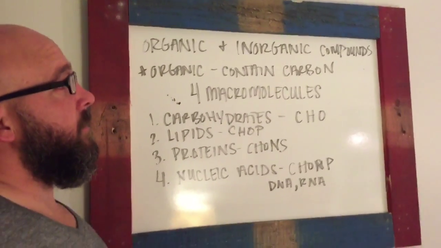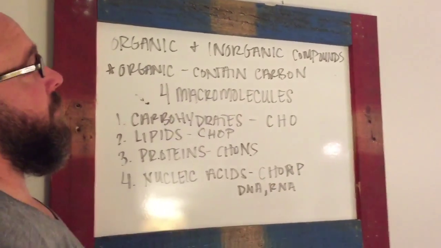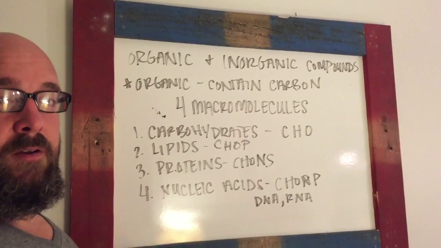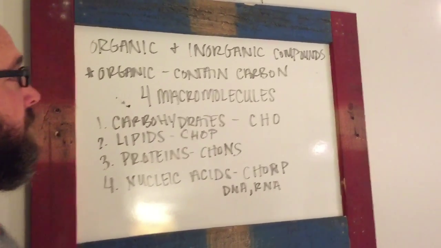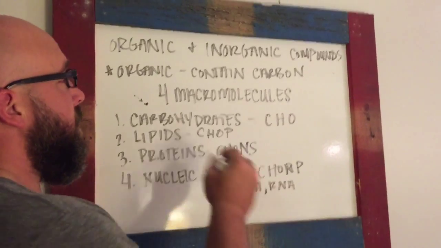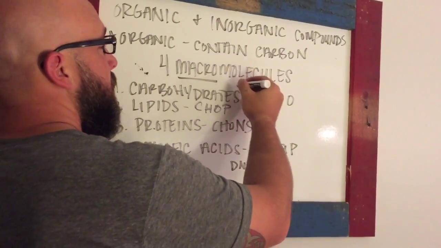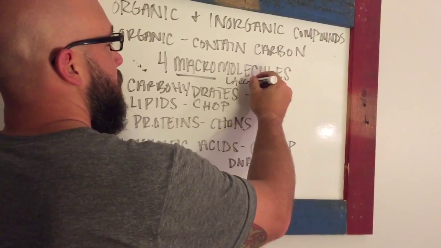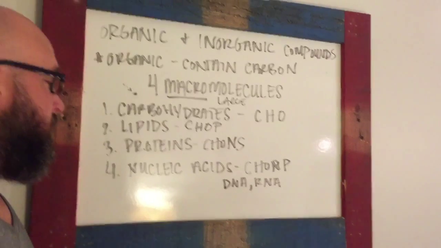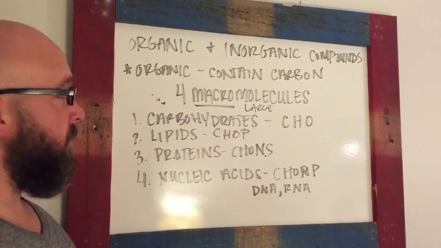So, moving on from compounds, you have two kinds of compounds, organic and inorganic compounds. An organic compound is anything that contains carbon, okay? Of the ones that contain carbon, there are 4 macromolecules. Macro means large, okay? These 4 macromolecules are essential to life, even on a cellular level.